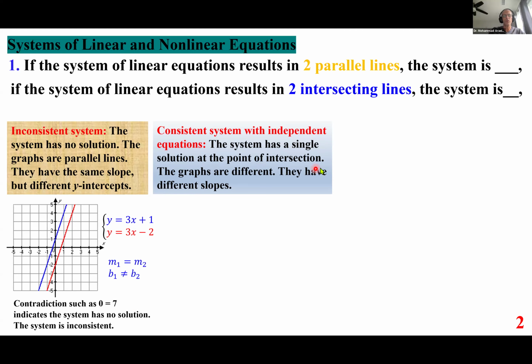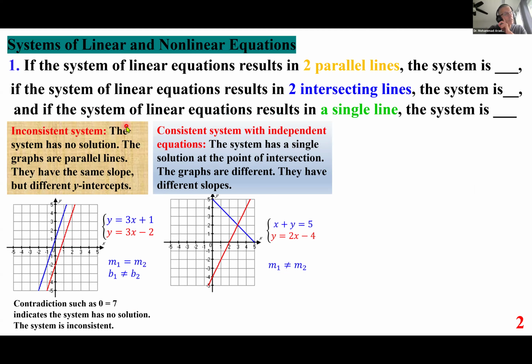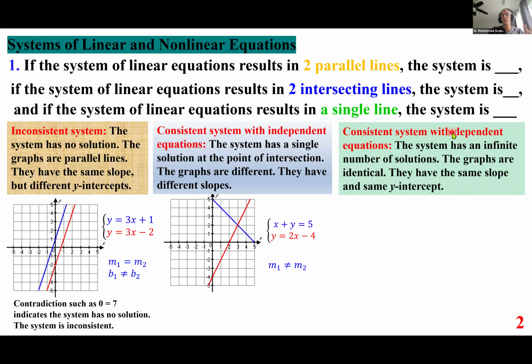The graphs are different. They have different slopes. In other words, the point of intersection is the answer as long as we have different slopes. Finally, if the system of linear equations results in a single line, the system is dependent. Consistent system with dependent equations. Dependency is the key here. The system has an infinite number of solutions.